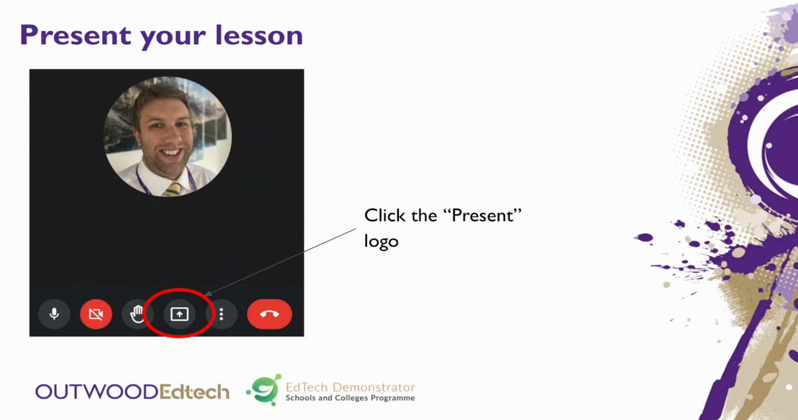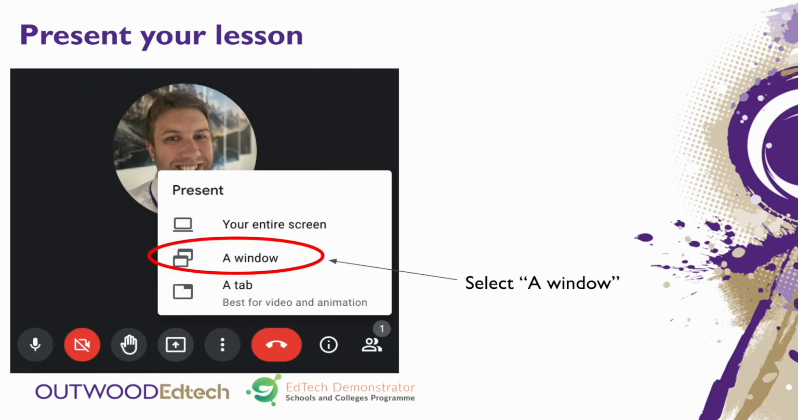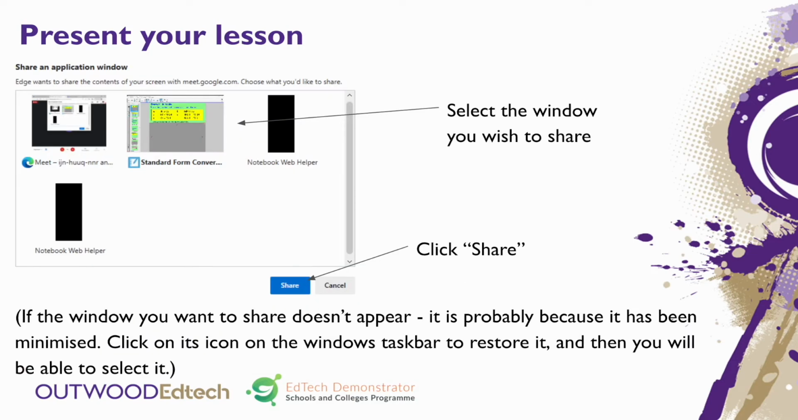Now you'll need to present your lesson. To do this, click on the Present logo. And from here, select a window. You select the window in which you wish to share and click on the blue Share button. If the window that you want to share doesn't appear, it is probably because it has been minimized. Click on its icon in the Windows taskbar to restore it, and then you'll be able to select it.